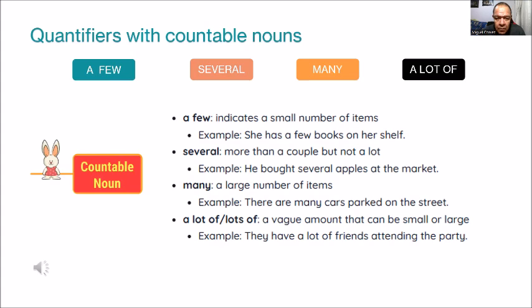For countable nouns, which are items that can be counted one by one, some common quantifiers include a few, several, many, a lot of, lots of. Let's see these examples. She has a few books on her shelf. He bought several apples at the market. There are many cars parked on the street. They have a lot of friends attending the party.